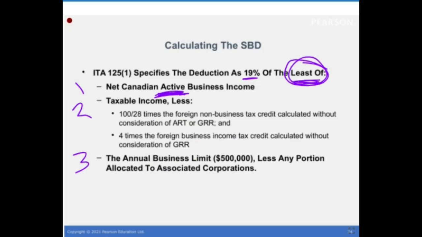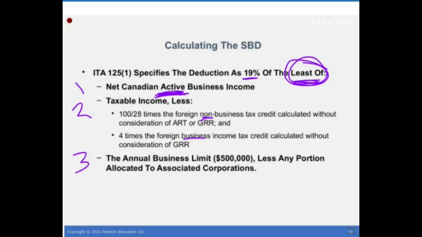Number 2, taxable income itself, less 100 over 28 times the foreign non-business tax credit, less 4 times the foreign business income tax credit. We're not going to get too deep into this stuff. This is foreign non-business, and this is foreign business. These numbers will just be given to you. Just crunch them into the formula. We're not going to get too detailed into this at this point.